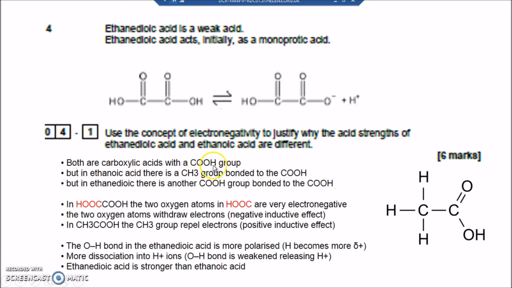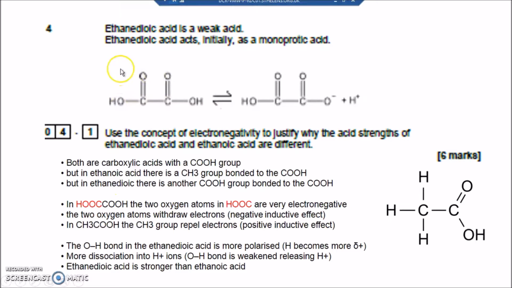Both have carboxylic acid COOH groups, but in ethanoic acid there's a CH3 and only 1 carboxylic acid group, but in ethane dioic acid there are 2 carboxylic acid groups. So you'll get 2 marks for saying any 2 out of those 3. And then you've got to say that this part of the molecule in ethane dioic acid has oxygens, and oxygens withdraw electrons. They're electronegative. So these carbon to oxygens will pull electrons. So this section of the molecule will pull electrons towards itself and will help break that bond by moving the electrons onto the O, making O- and H+.